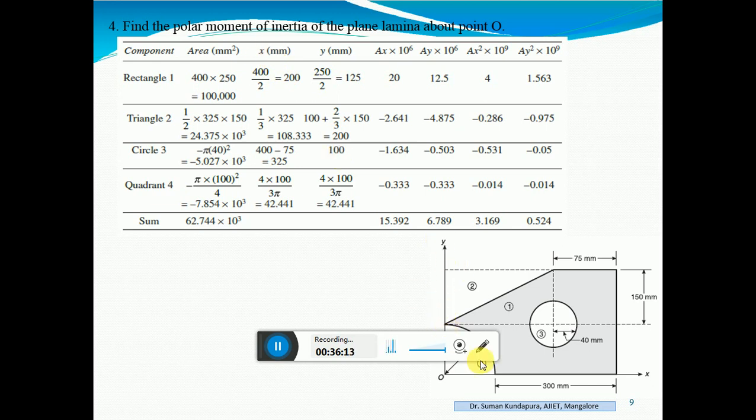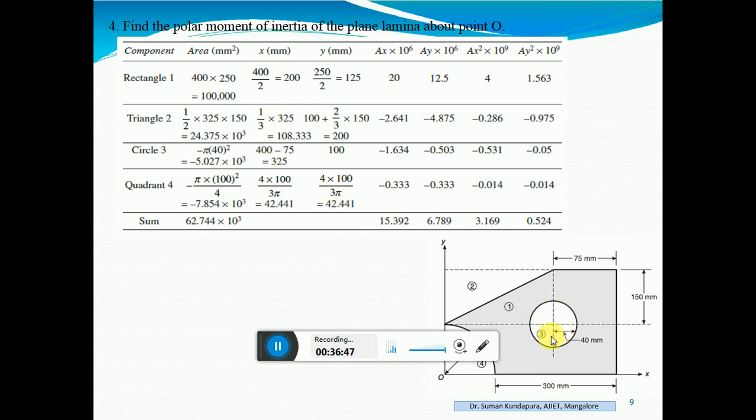Next, for each figure, I will have to calculate the x distance from this OY. For the rectangle, you know it is always b by 2, so it is 400 by 2, that is 200. For the triangle, the CG will be at a distance of 1/3 of the base. How will you find this base? The whole is 400, up to here it is 75, so this is 325. 1/3 of 325.